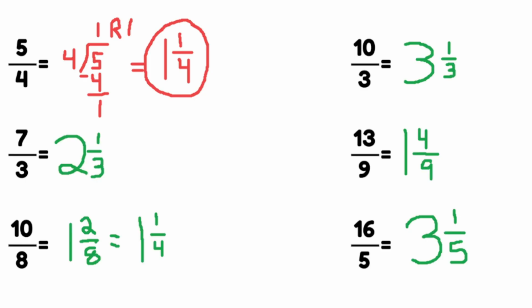Okay, so hopefully you gave the rest of these problems a try on your own and you can compare your answers to mine. So for 7/3, we got 2 and 1/3. For 10/8, we got 1 and 2/8, which can be simplified to 1 and 1/4. 10/3 became 3 and 1/3. 13/9 became 1 and 4/9. And 16/5 became 3 and 1/5.